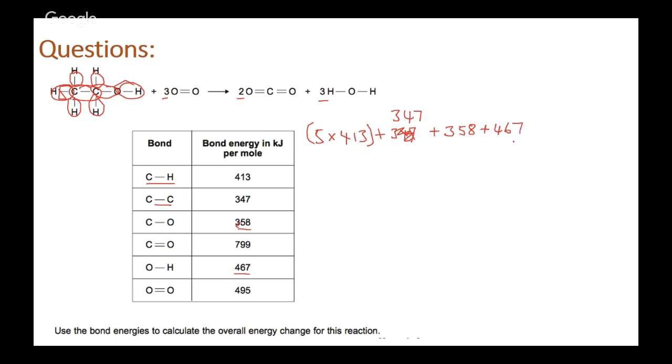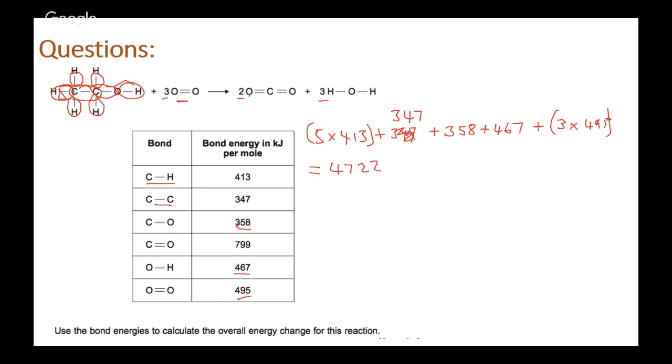And that's just for that molecule. Then on the left-hand side of the reaction, we need to add that to 3 lots of O double bond O, which is 495. Okay, and that will end up with, on the left-hand side, total bond energies of 4722 kilojoules per mole. And then we do the right-hand side of the equation.